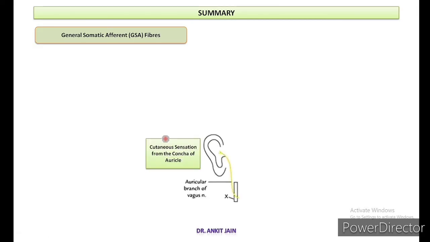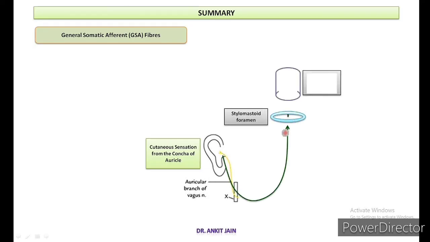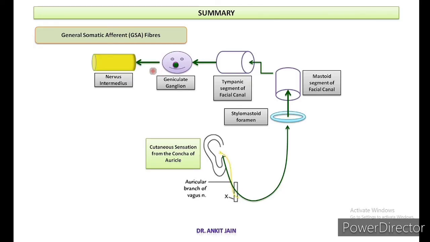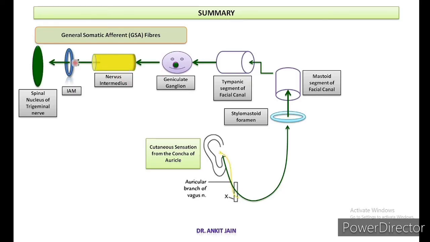The last fibers related to the facial nerve is general somatic afferent fibers. These fibers bring the cutaneous sensation from the concha of auricle. First, these fibers run along with the auricular branch of vagus nerve and enter into the mastoid part of the facial canal. Then these fibers pass through the tympanic part of the facial canal and reach the geniculate ganglion and relay here. The post-ganglionic general somatic afferent fibers arise from the geniculate ganglion and participate in the formation of nervus intermedius. Finally, these fibers terminate into spinal nucleus of trigeminal nerve.